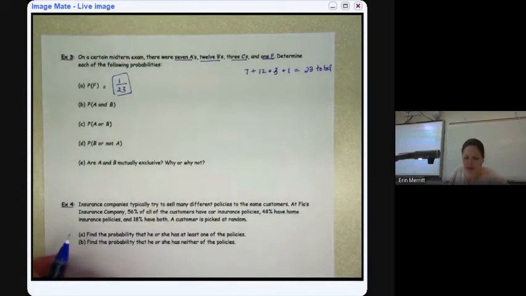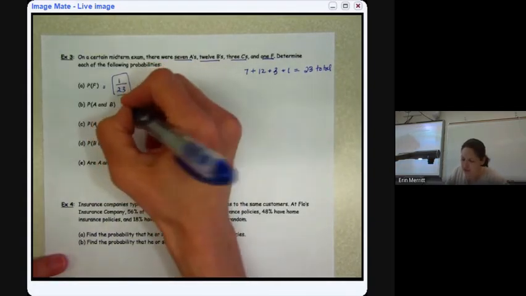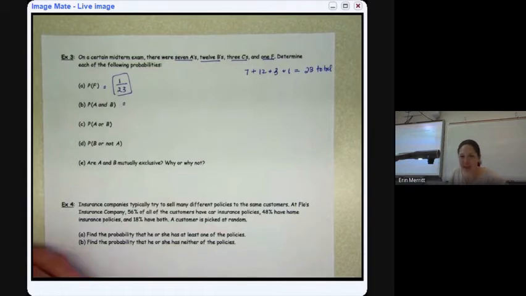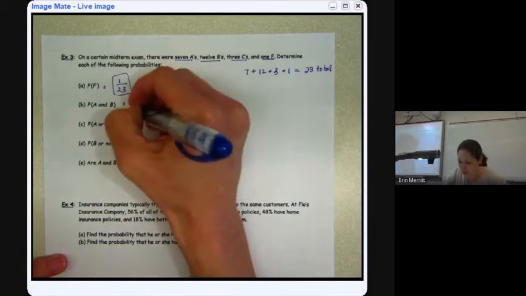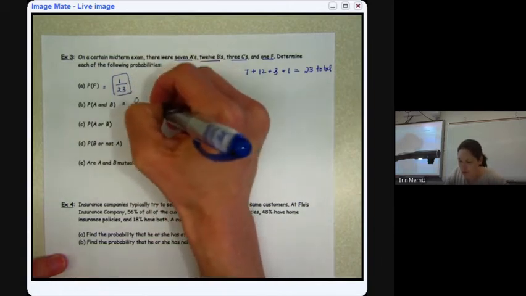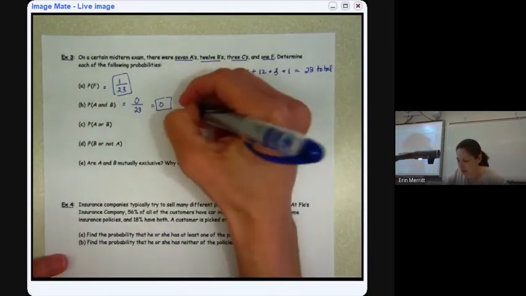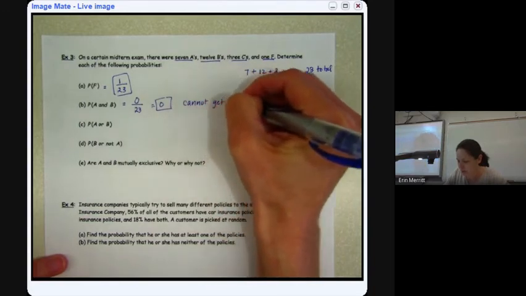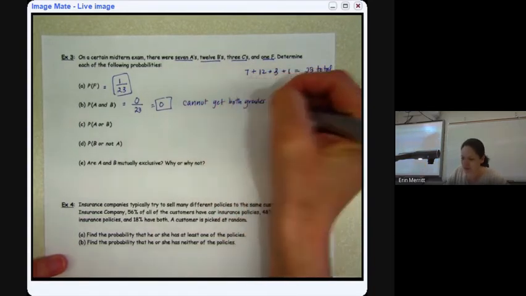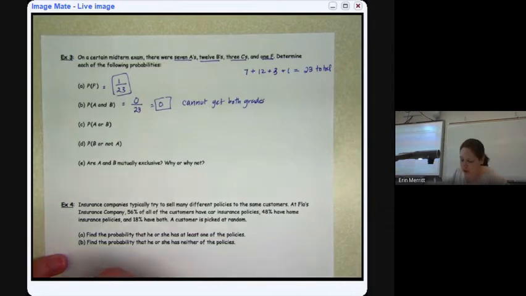All right, probability of getting A and B. Well, the probability of A and B means that you would get both scores, and that's not possible, which means there's nobody you could pick that got both out of 23, or you can simply just put 0, right? Because you cannot get both grades. Whereas a probability of A or B, that can definitely happen, right?